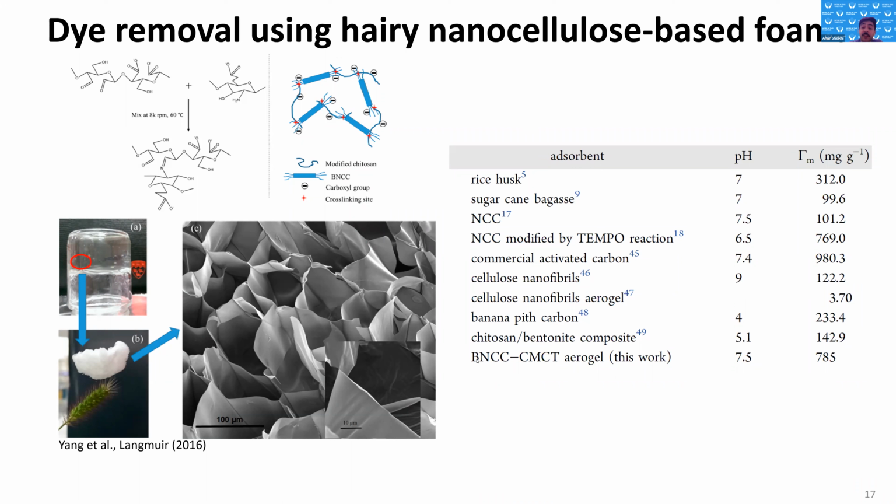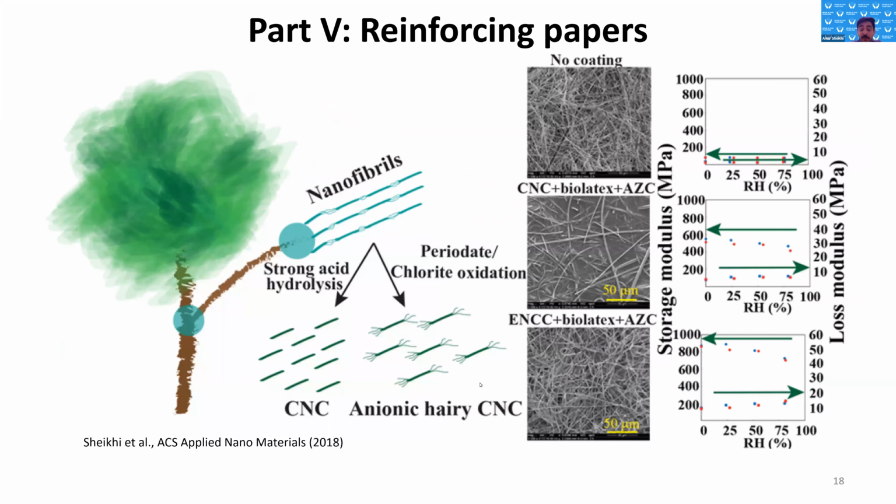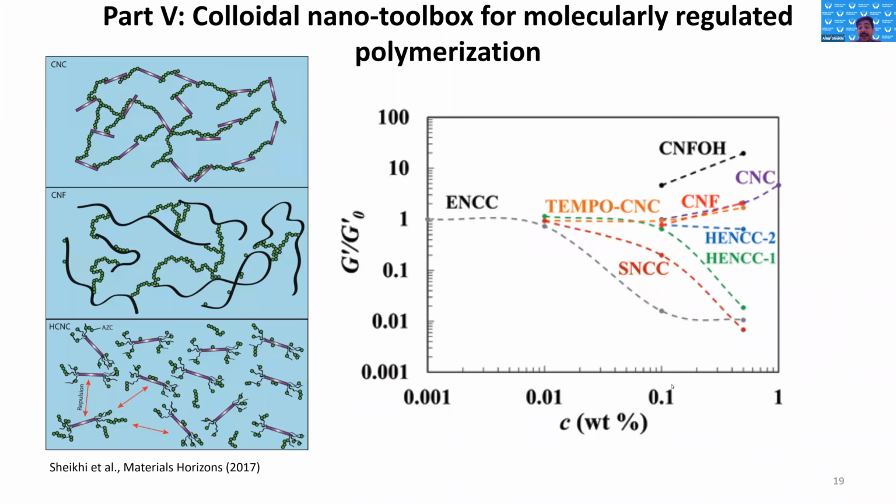We are now interested in body fluid treatment, for example, with these nanoparticles, and we have obtained a large removal capacity with these nanocellulosic platforms. Also, as coatings, we have used them in nanocomposites and cross-linked them with ammonium zirconium carbonate, as I show here, and improved the mechanical properties of paper by about 1 order of magnitude.